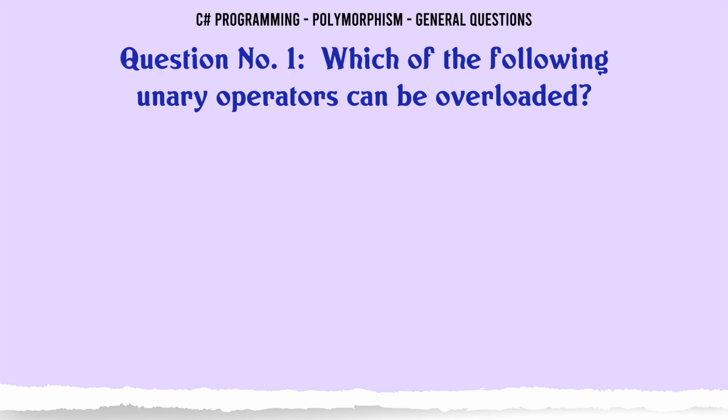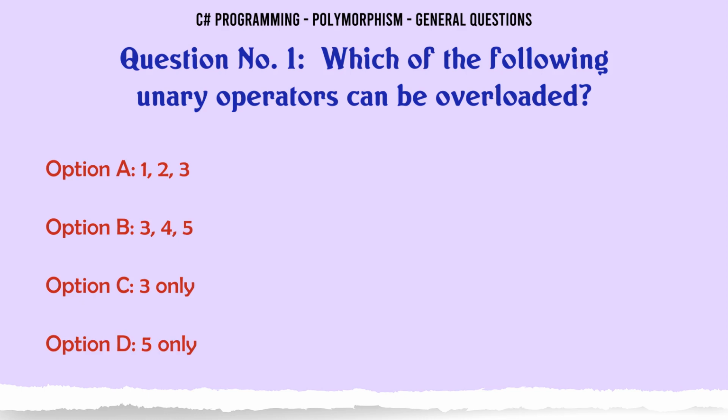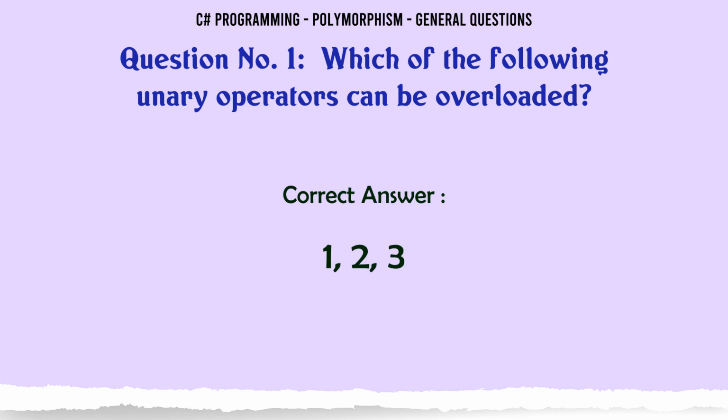Which of the following unary operators can be overloaded? A. 1 2 3, B. 3 4 5, C. 3 only, D. 5 only. The correct answer is 1 2 3.